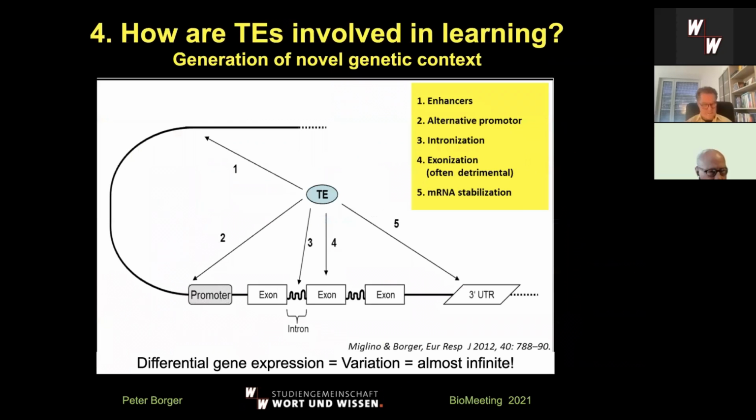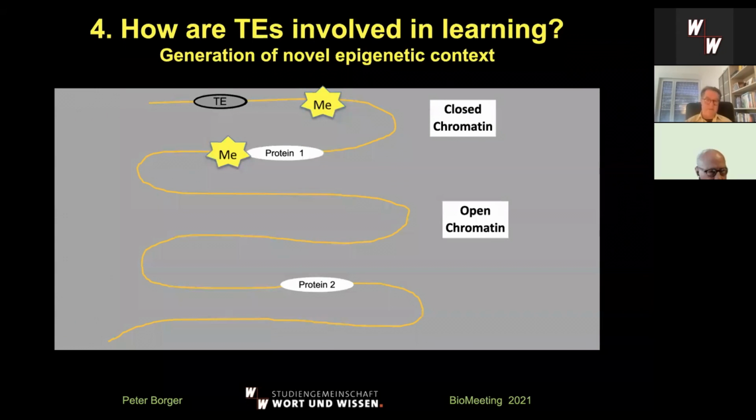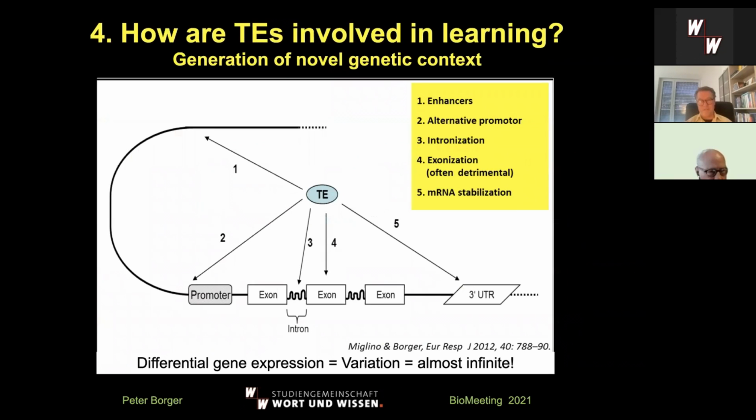So it is a highly complicated system, a highly mobile and highly plastic system to generate novel genetic context. And how do they do it? We already saw this. Here we can go through briefly again. They can act as enhancers, as alternative promoters. They internalize, they externalize, and they affect RNA stability. So five possible mechanisms already when they integrate in the gene. There's another one.